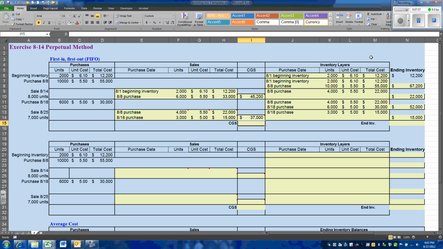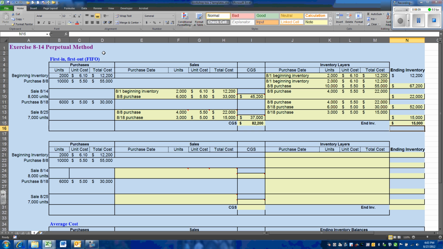Now at the end of the period, we will determine our cost of goods sold from the 2 sales transactions, and our ending inventory is our last valuation of $15,000. So that's how we apply the FIFO method to the perpetual inventory system.